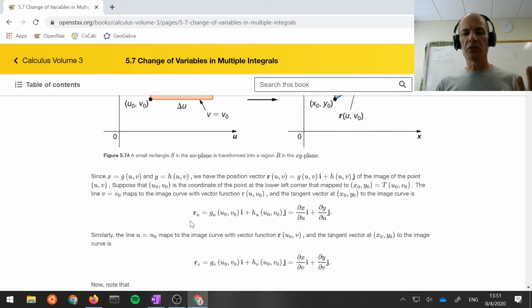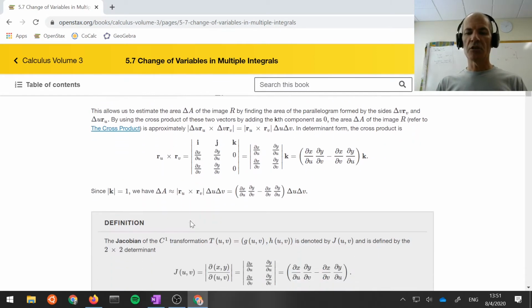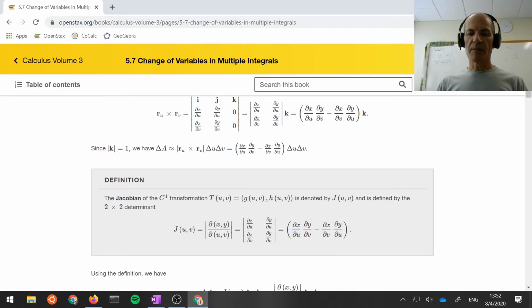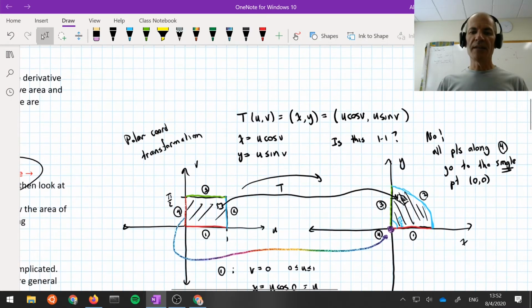The book here goes through a derivation using the cross product to show you that this little formula is exactly the right number to use to scale the area. And it involves a bunch of partial derivatives. So remember, you see partial x with respect to u, partial y with respect to v, etc. You're going to be handed a transformation, or you're going to come up with a transformation that looks like this.